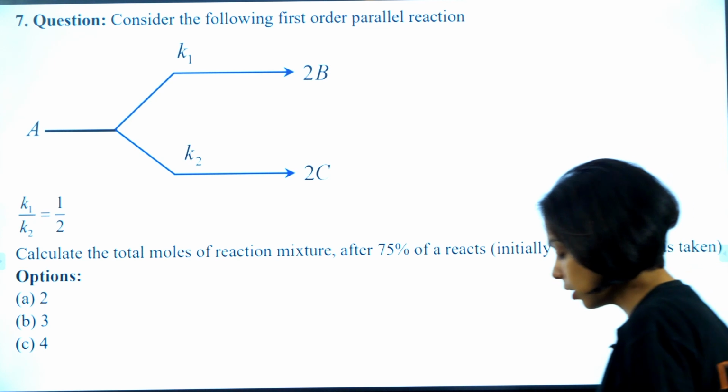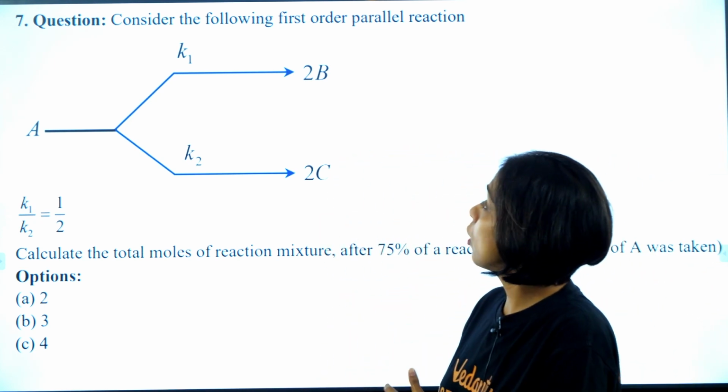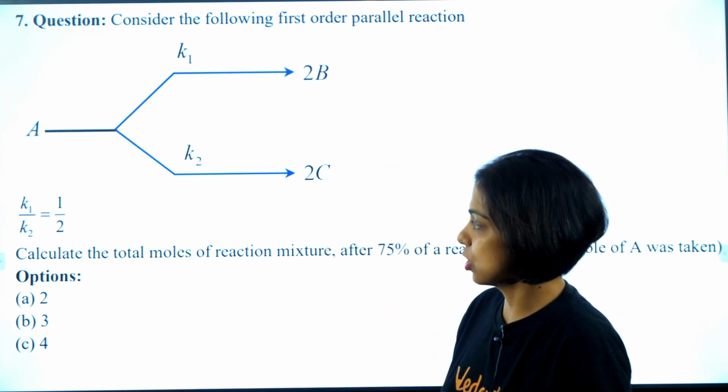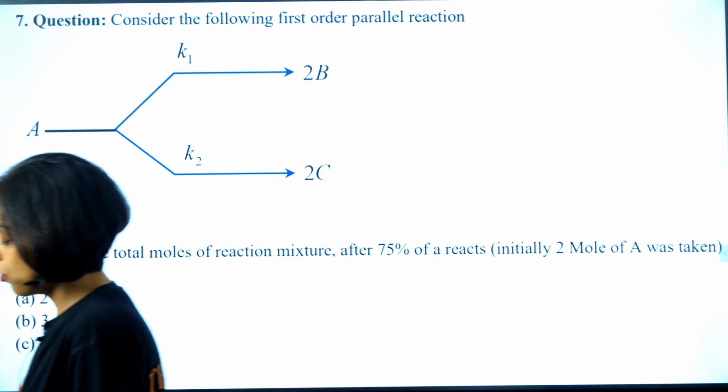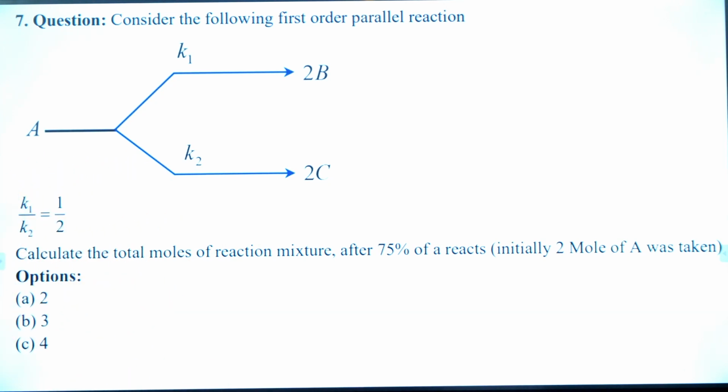Now, the interesting question. Consider the following first order parallel reaction. So you are considering the first order parallel reaction. K1 by K2 is 1 by 2. Calculate the total moles of reaction mixture after 75% of A reacts, right? 75% of A reacts.